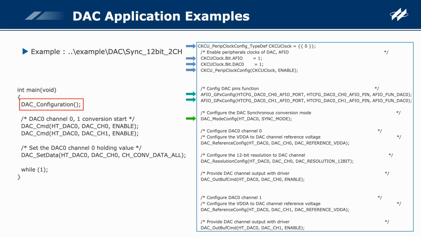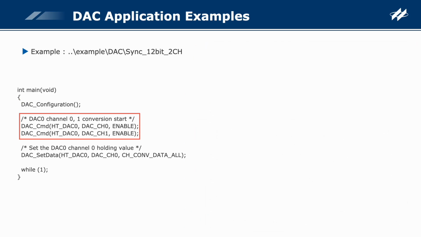Configure as the synchronous mode. Configure VDDA to the channel 0 reference voltage, and configure as the 12-bit digital data format, and enable the DAC output buffer. Configure VDDA to the channel 1 reference voltage and enable the DAC output buffer. After completing the DAC settings, enable the DAC channel 0 and channel 1. At this time the data has not been set, therefore the converted voltage is 0.